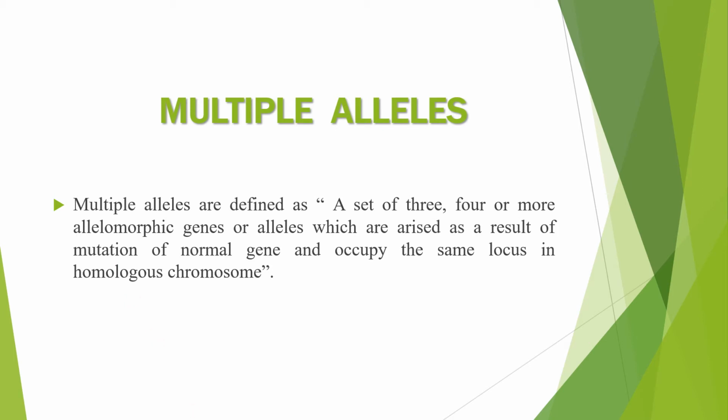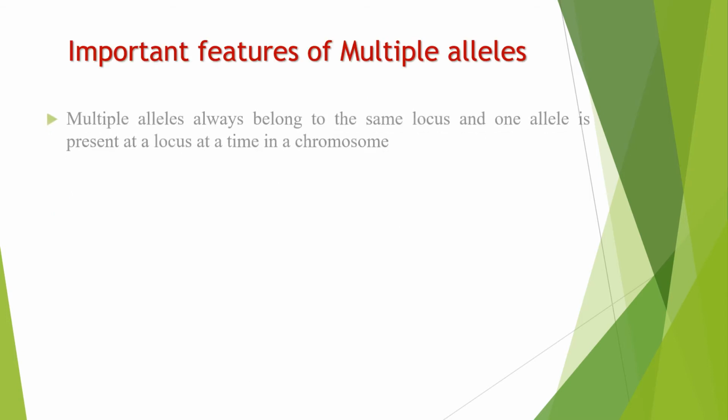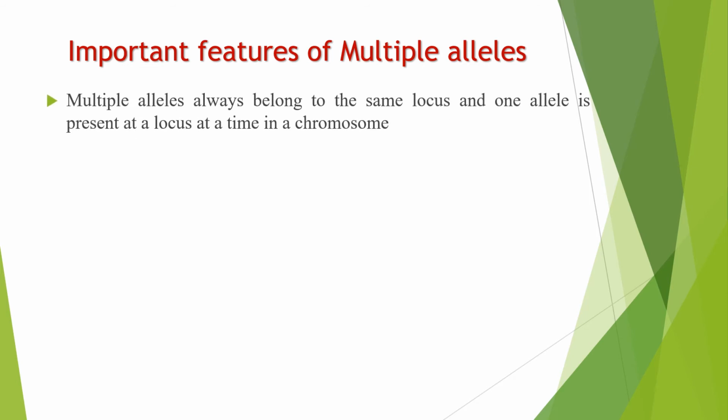Now next we will discuss some important features of multiple alleles. The first is that multiple alleles always belong to the same locus, and one allele is present at a locus at a time in a chromosome. So on a homologous chromosome, they are always present on the same locus, and though there are more than two alleles, at a time only a single allele is present in a chromosome.